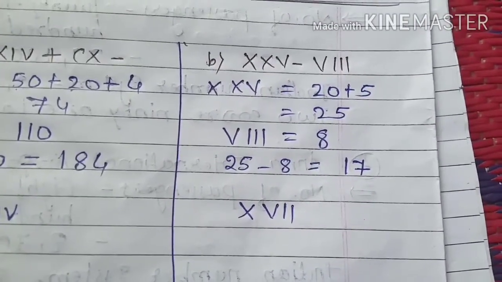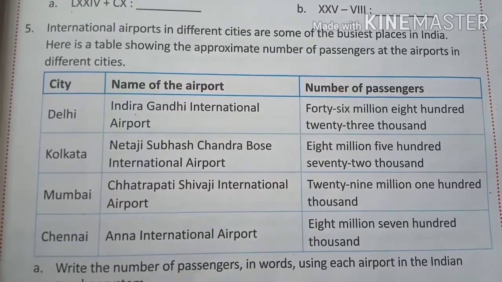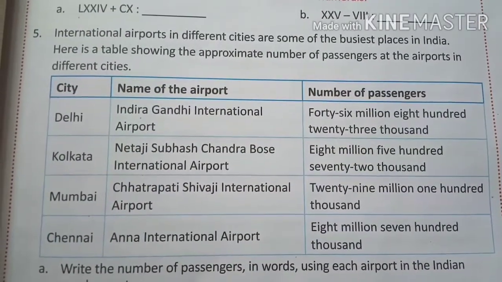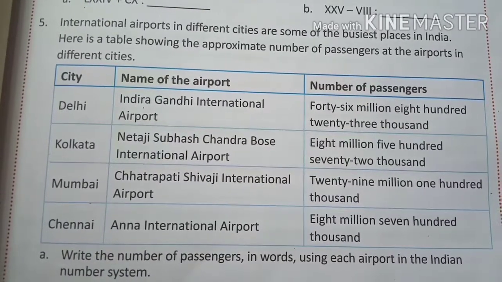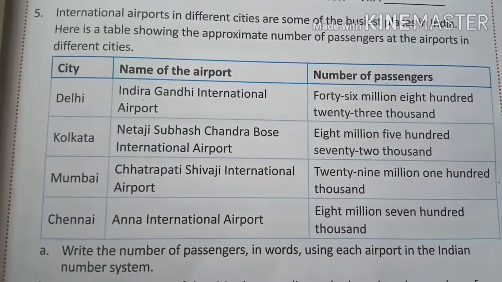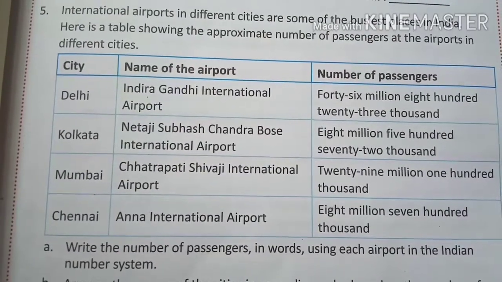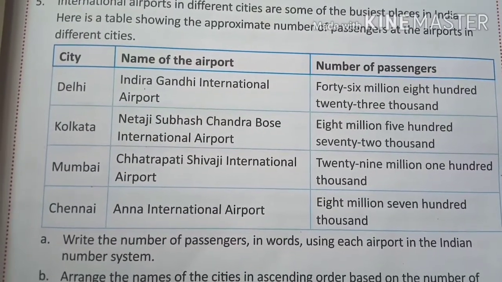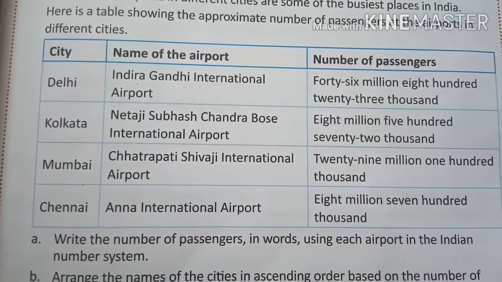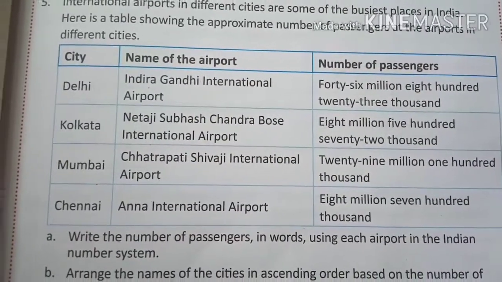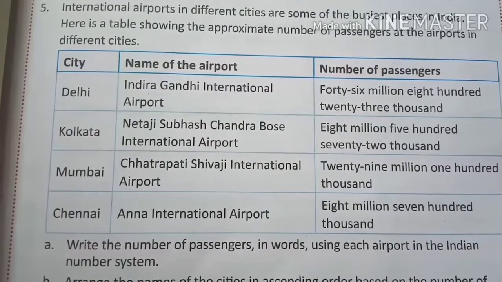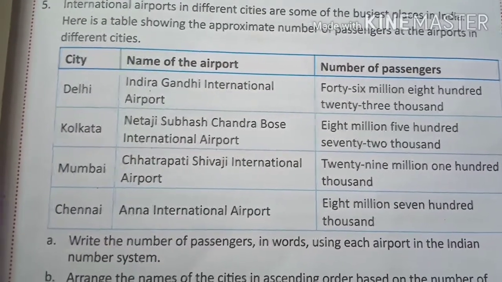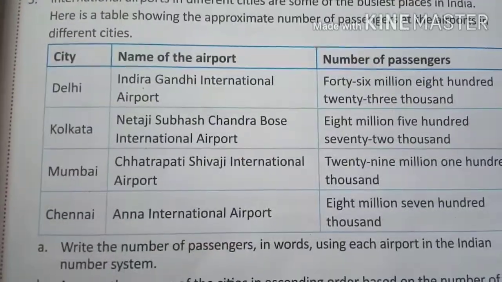Now let's move to question number 5. International airports in different cities are some of the busiest places in India. Here is a table showing the approximate number of passengers at the airports in different cities. So dear children, here they have given the chart. In the first column they have given the names of the cities, in the second column the name of the airport, and the third column shows the number of passengers. By using this chart we have to solve the questions.